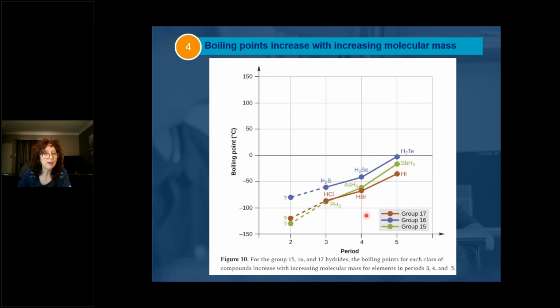So that's the way you're going to discuss it. When a graph is given to you, you will calculate the molecular mass of the compounds given on the graph, and then you can discuss it as we discussed on the previous slide by saying that the boiling points increase with increasing molecular mass.